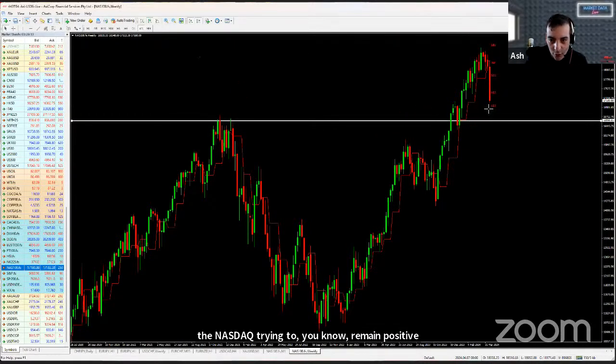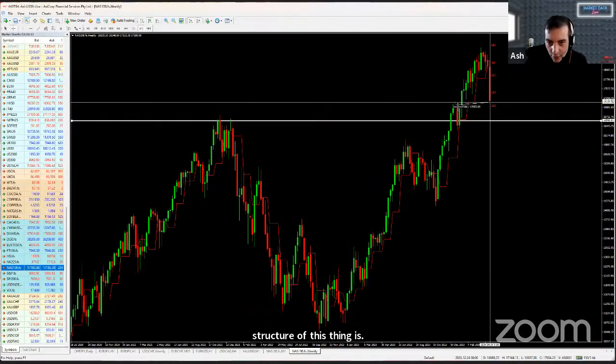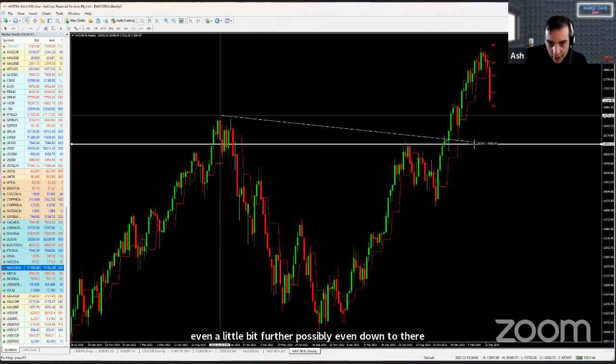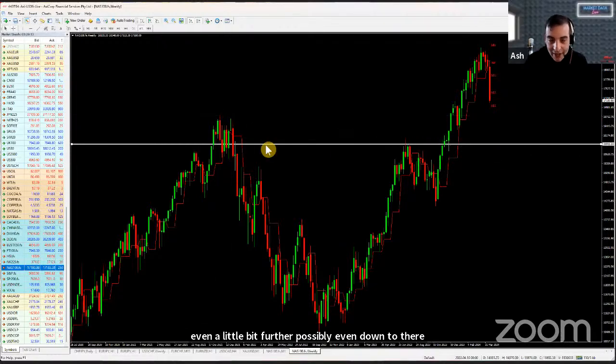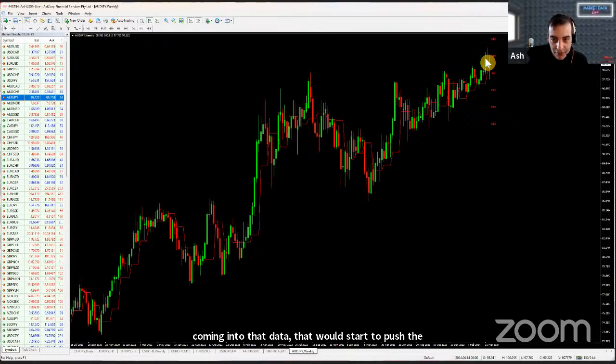But if you're looking at where the structure of this thing is, then it's potentially got a reversal in and around this area, or it could come down even a little bit further, possibly down to the trend line. And now this would be an Aussie yen bearish signal. Why haven't we seen this move yet? I'm not 100% sure. It might be down to the Bank of Japan's monetary policy situation, but if this remains weak coming into that data, that would start to push the Aussie yen short into focus.